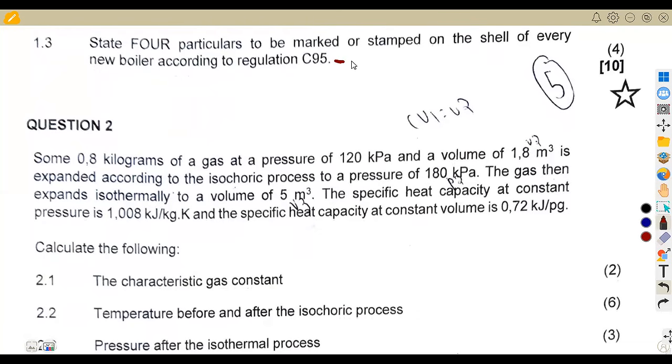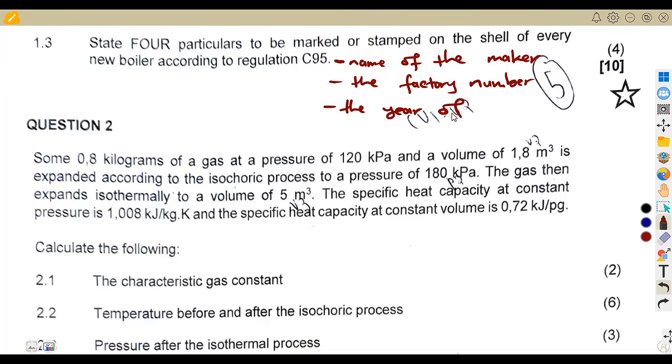You're talking about the name of the maker in this case, which is the manufacturer's name. We also refer to the factory number. We can also talk about the year of construction. When was it built? That is the year of construction.